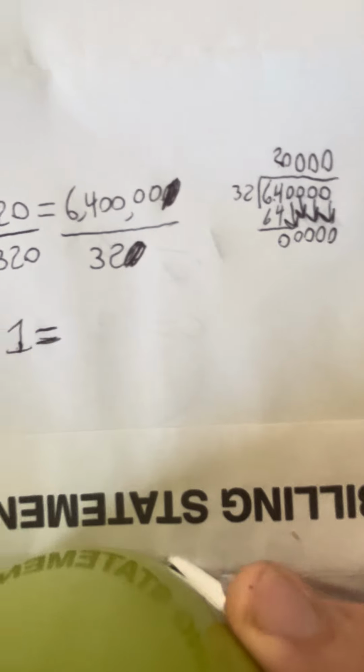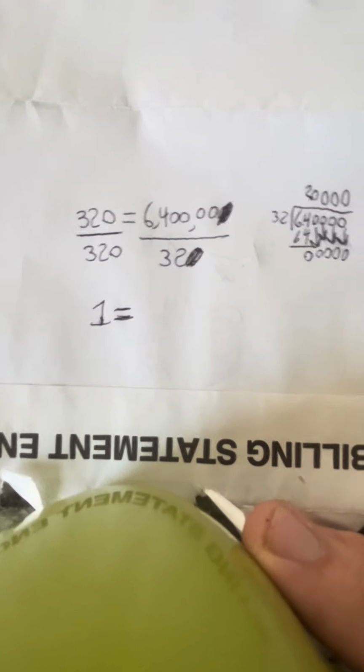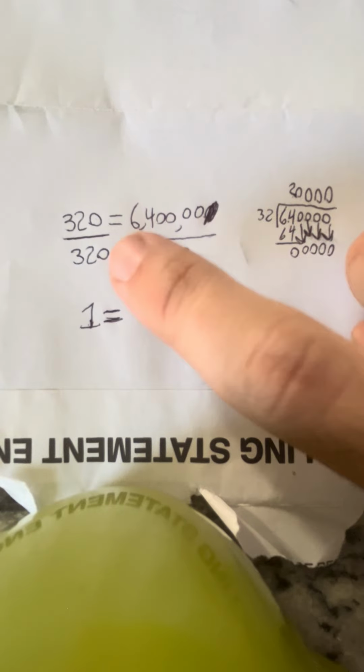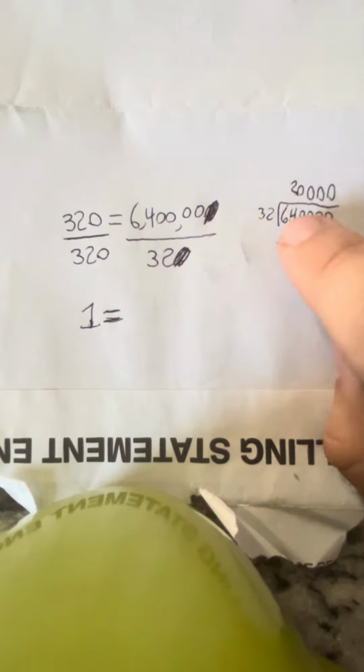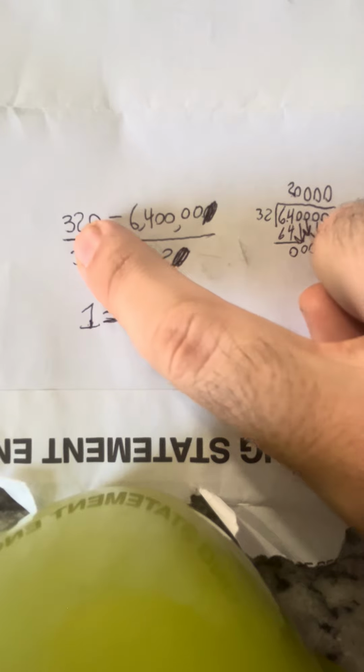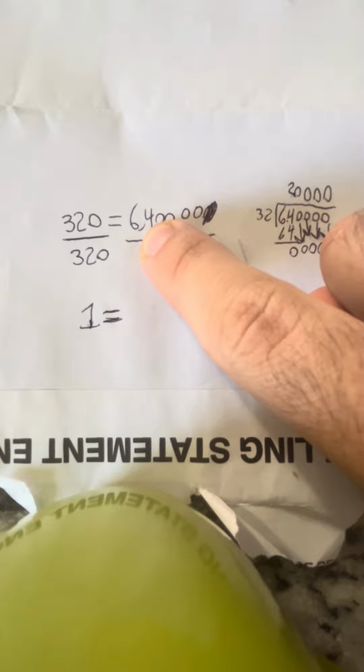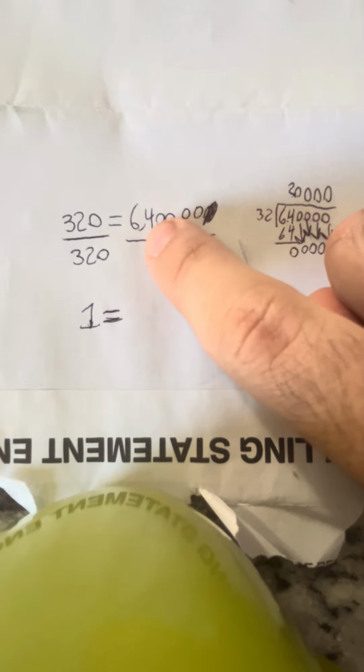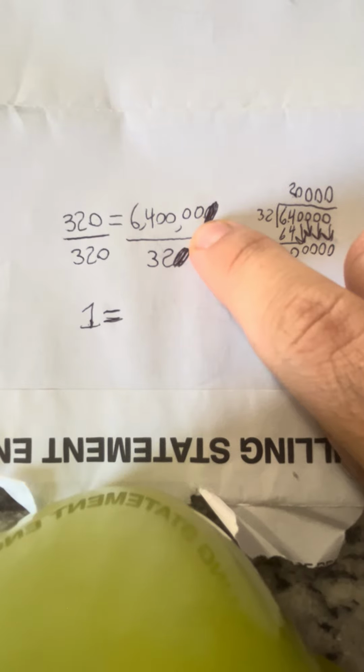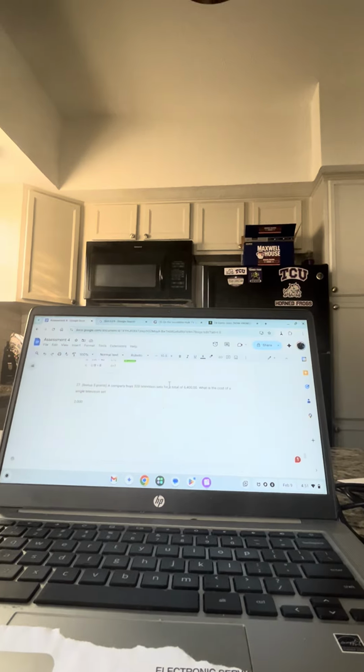And if I did 20,000 times 320 television sets, right? If I got 20,000 times 320, I would indeed get $6,400,000, right? So that's how you do that problem. That one's just bonus, so you won't lose any points on that one.